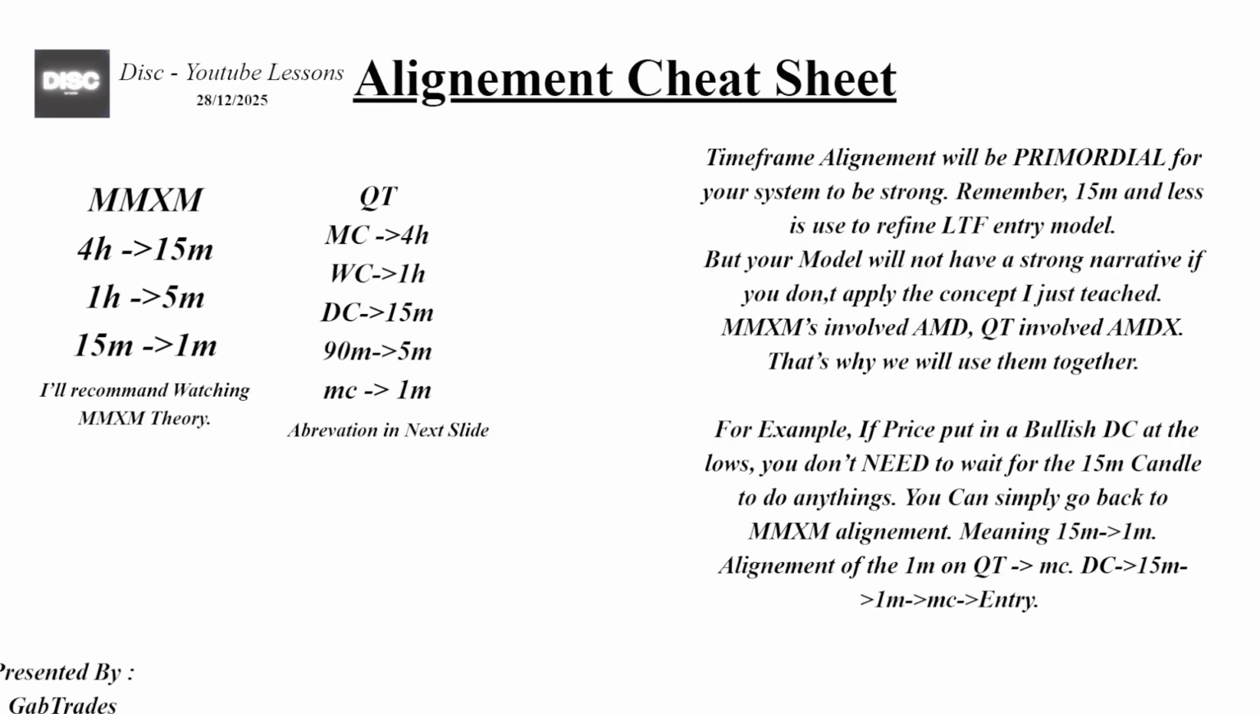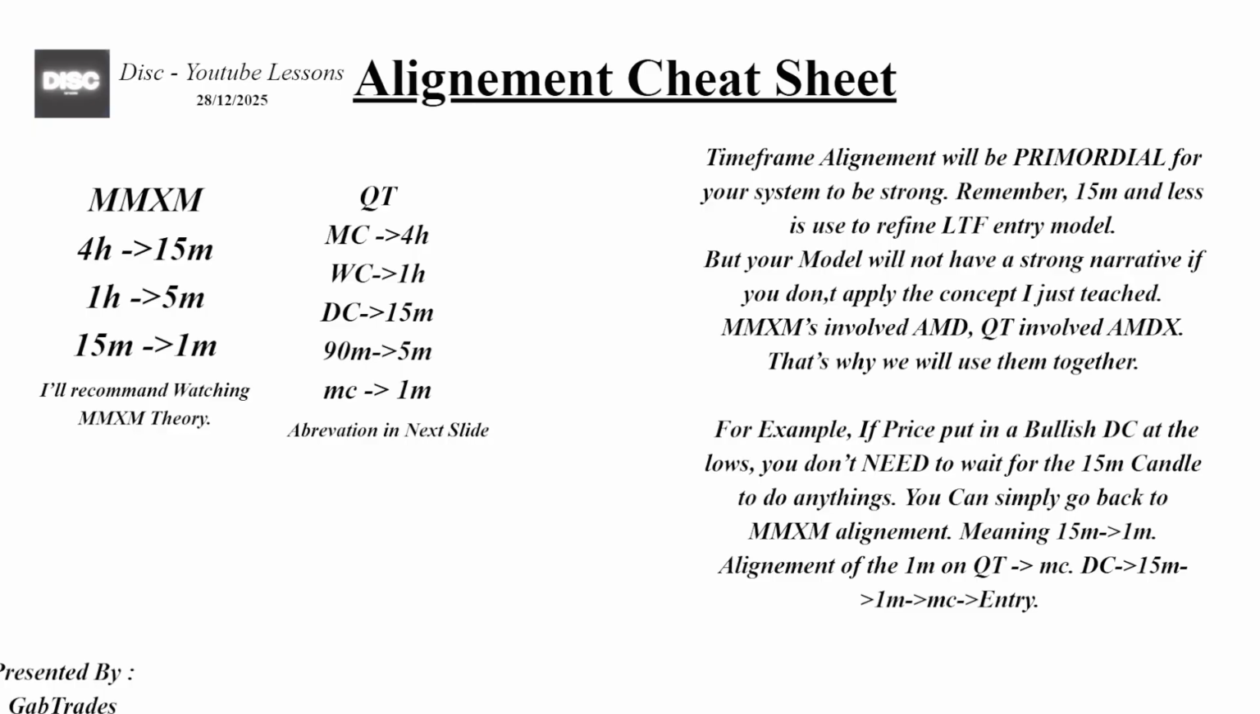So time frame alignment will be primordial for your system to be strong. You cannot trade without time frame alignment. It can be either market maker model or quality theory. They can be used together. I don't care, but you need this in your trading if you want to refine lower time frame entry model in the right way. Your model will never, listen to me, your model will not have a strong narrative if you don't apply these concepts. So, the quality theory alignment and the market maker alignment.